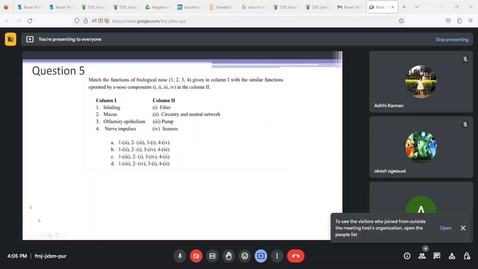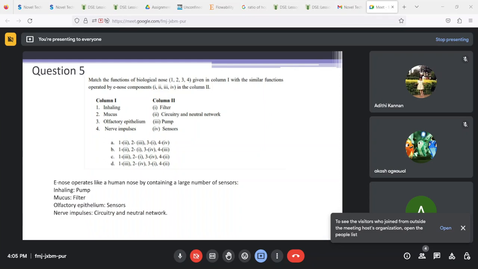Third is the olfactory epithelium, which has all your receptors and sensors that will detect smells first. The olfactory epithelium is made of receptors that detect the smells, so that is equivalent to the sensors in your e-nose components. And nerve impulses are equivalent to your circuitry and neural network. To summarize, inhaling is the same as the pump, mucus is the same as the filter, the role of the olfactory epithelium is done by sensors, and nerve impulses are done by circuitry and neural network. So the answer is option C.